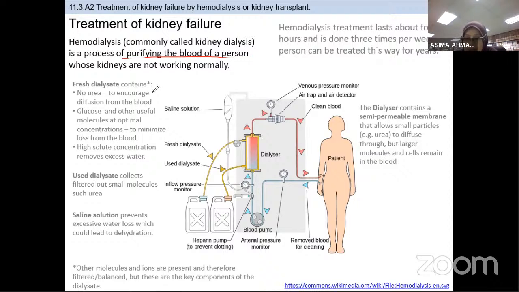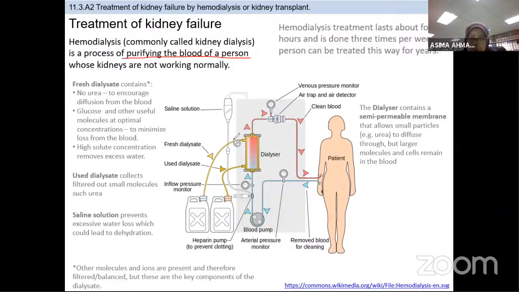However, glucose and other useful substances, we don't want the patient to lose all of these useful substances. So the dialysate must have about the same optimal concentrations as the blood, so that this will minimize movement of these useful substances from the blood into the dialysate. So that's the concept. Understand?